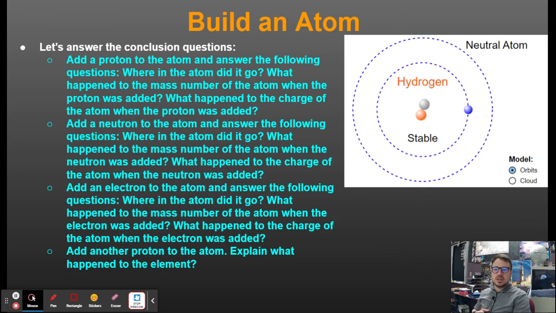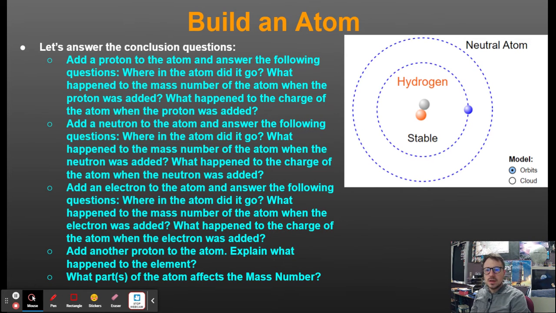Then you answer these questions. Explain what happened to the element when you added the proton. The element is going to change. What parts of the atom affect the mass number?